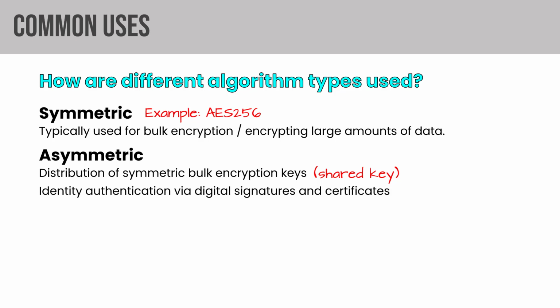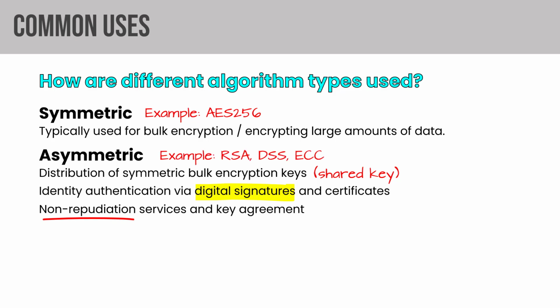It works well in identity authentication via digital signatures and certificates, so it's good for non-repudiation services and key agreements. So it really complements symmetric cryptography. The two work together in that respect, because bulk encryption is much faster with symmetric, but asymmetric allows us to securely transmit that key in a scalable fashion. Examples of asymmetric algorithms include RSA, DSS, and ECC, which we just talked about.